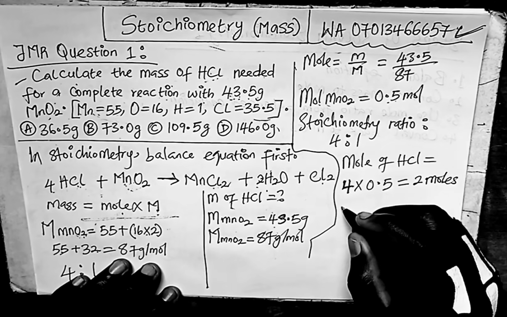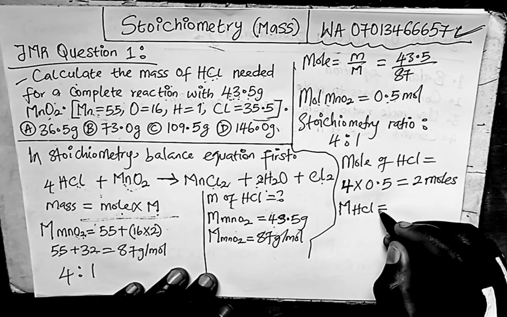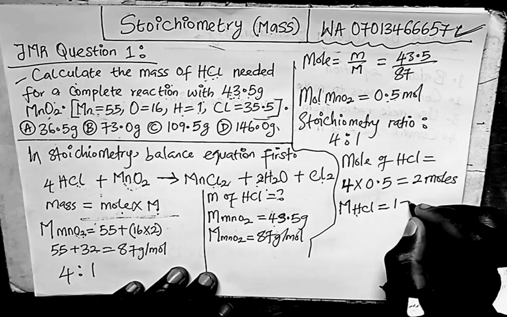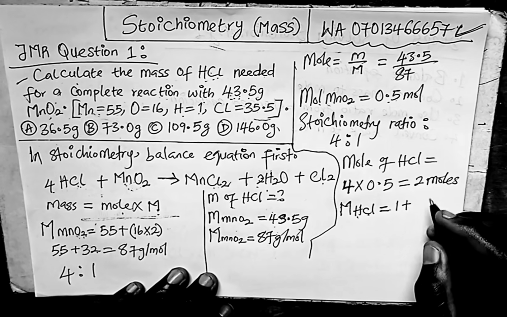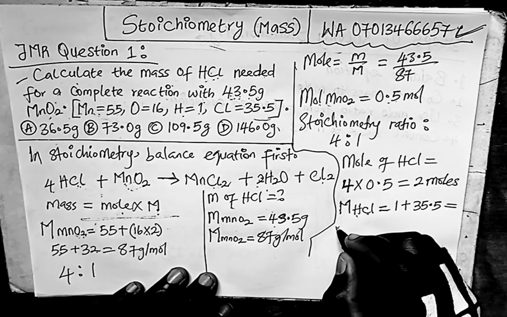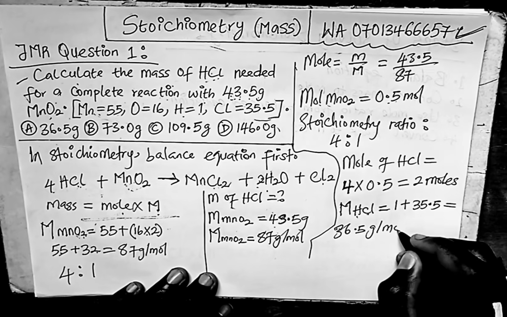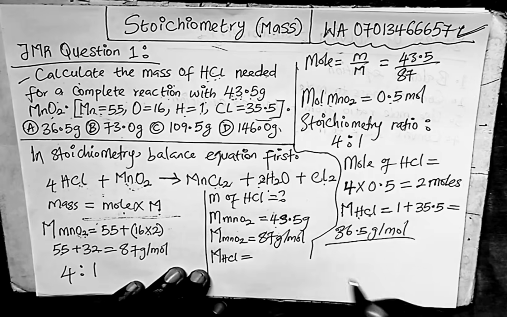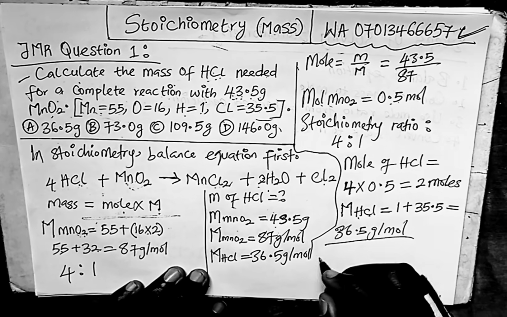Now let's find the molar mass of HCl. To calculate the molar mass of HCl, what is the molar mass of hydrogen? Hydrogen is 1. 1 plus, what is the molar mass of chlorine? 35.5. All right, so 1 plus 35.5, and that will give us what? We are going to be left with 36.5 gram per mole. Okay, so the molar mass of HCl equal to 36.5 grams per mole.